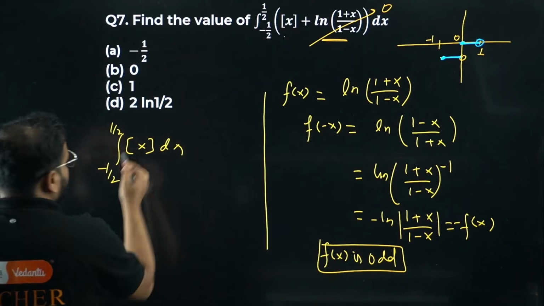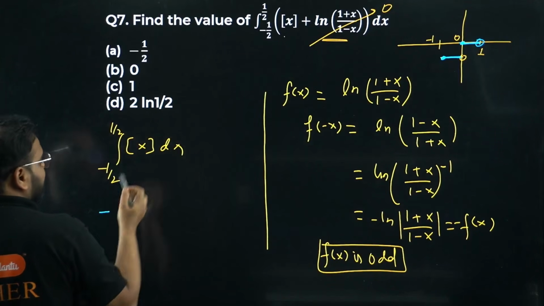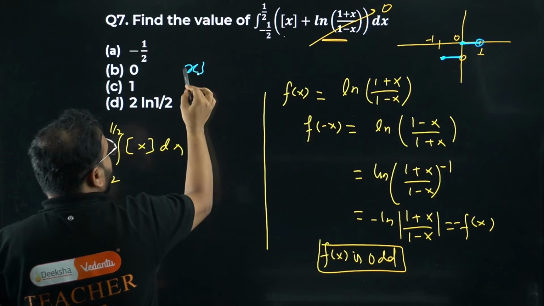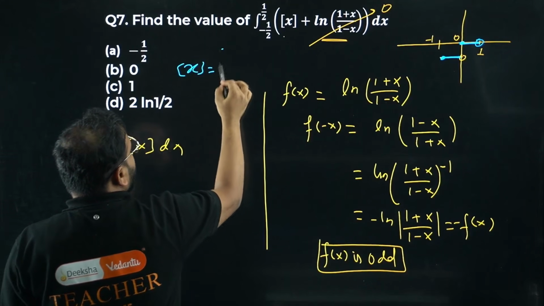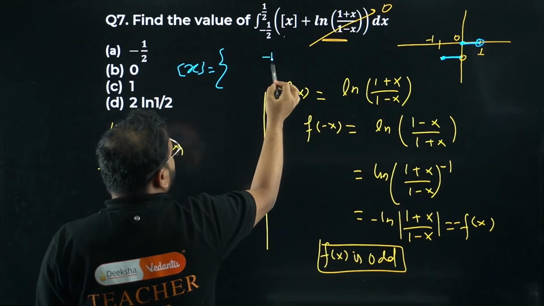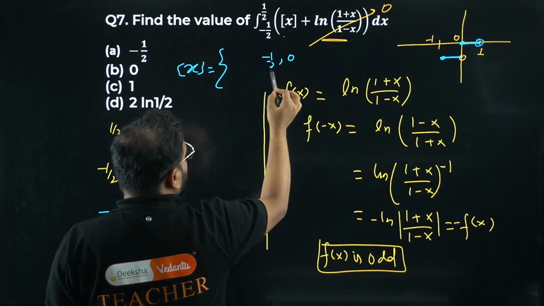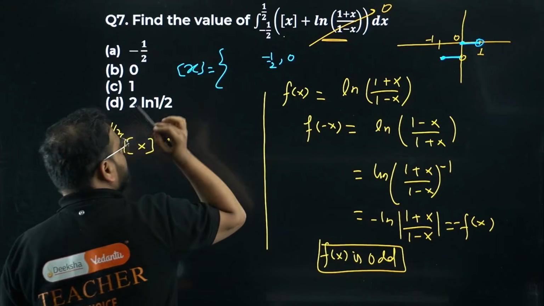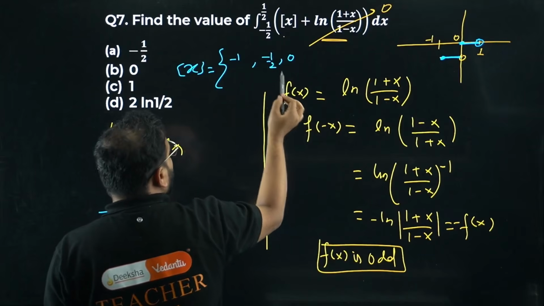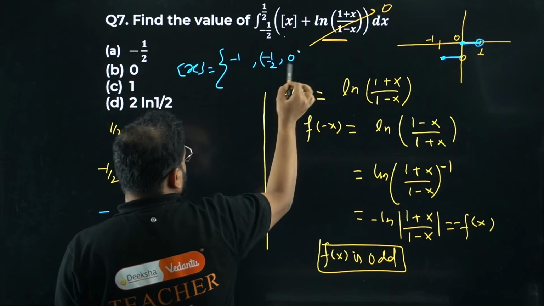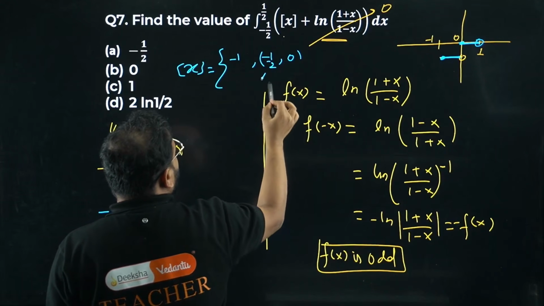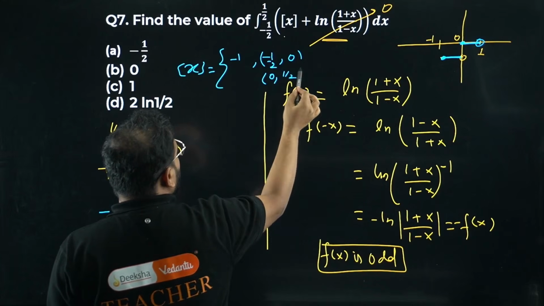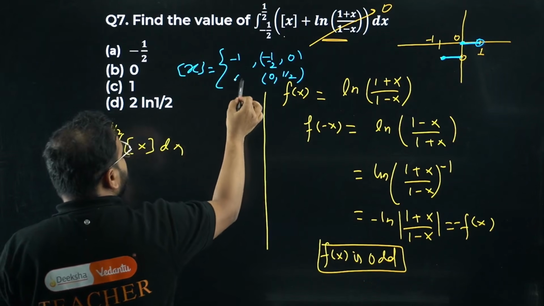So I can break this and define it again separately. Please check from where to where. From minus 1 by 2 to 0, it will become minus 1. And from 0 to 1 by 2, what will happen to this? It will become 0.